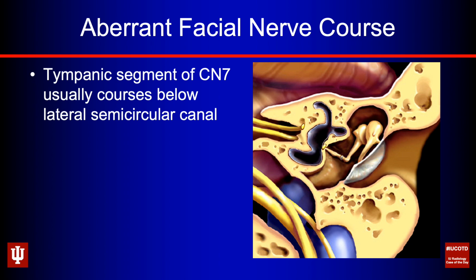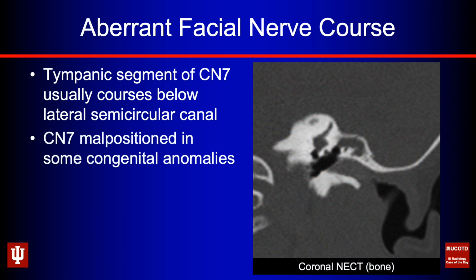But in some congenital anomalies, that cranial nerve 7 course gets malpositioned. So this is seen in the setting of oval window atresia. That's the big association. You can also see this in congenital external and middle ear malformations. So EAC atresias, be looking for it.